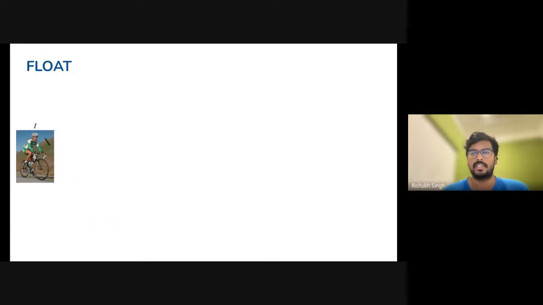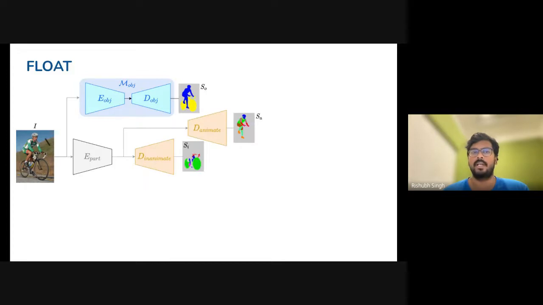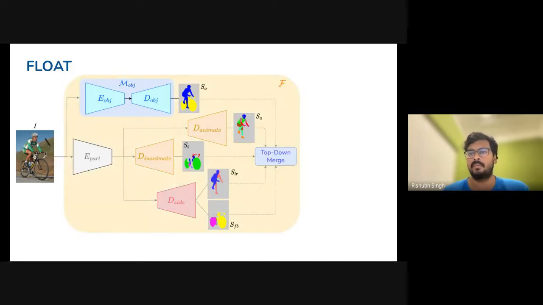Coming to Float's architecture, the first component outputs object label maps, the second component outputs animate and inanimate part maps, and the third component outputs label maps corresponding to left, right, and front back object level attributes. This is only used for the Pascal Part 201 dataset. These maps are merged together in a top-down manner to get the pre-final label map. These components comprise the factorized network F. The pre-final label maps are refined using the inference time zoom refinement, or IZR, module to give the final output of Float.